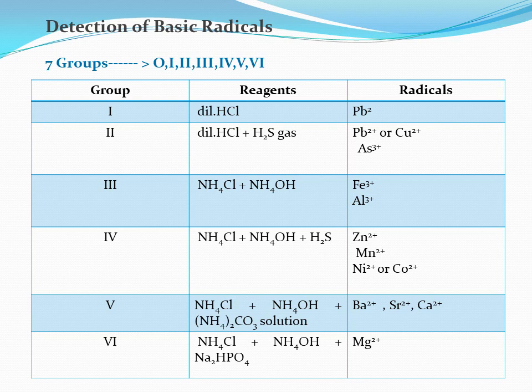There is one important thing to remember: only the 0th group basic radical is detected directly by taking the mixture in a test tube, whereas all other remaining basic radicals from 1st to 6th group are detected by taking the salt solution, and that solution is called the original solution.